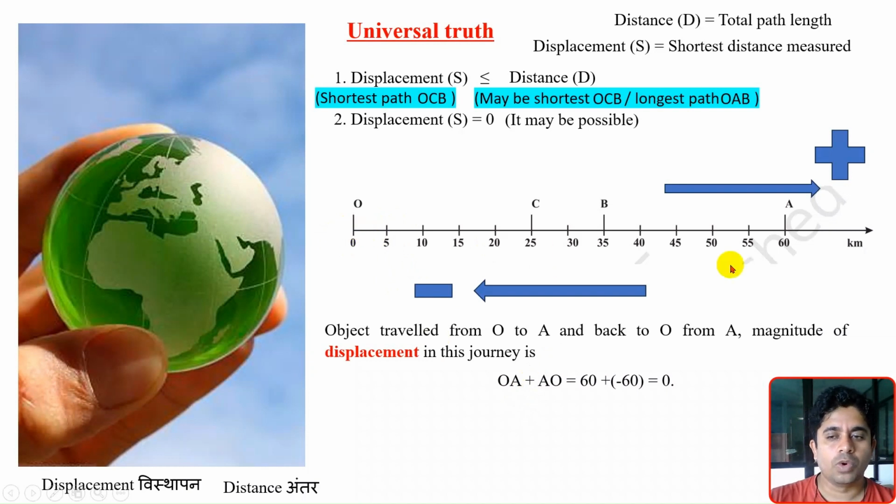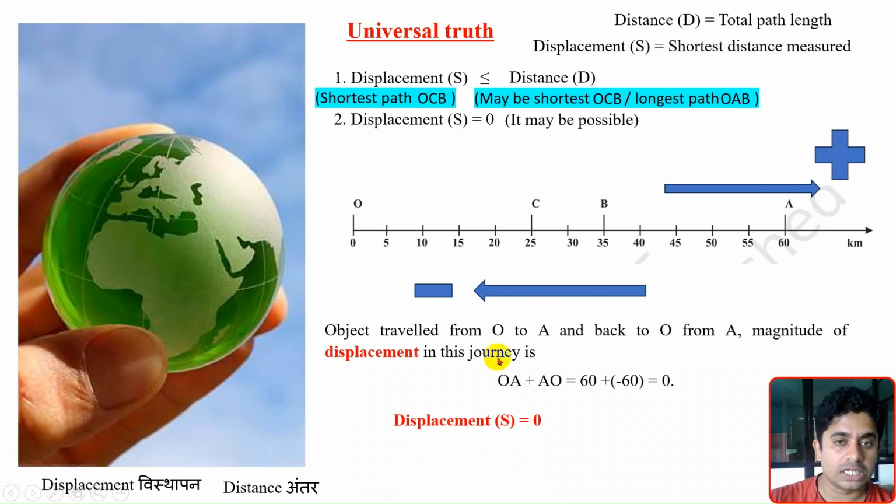Now the object is traveling from O to A. O to A means it is moving towards the right-hand side. So that distance with a positive sign we have taken. Here we have written positive 60 for OA. And now once it travels from A to O, with respect to A, this journey A to O is towards the left-hand side. So I need to give that distance a negative sign. So O to A is positive 60 and A to O is negative 60. If I add them, what answer will come? Displacement will be zero. So it is possible that displacement is zero.